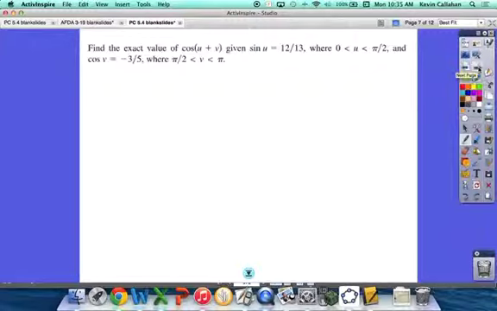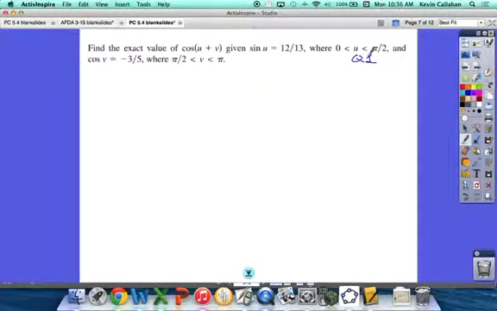These are kind of typical problems you get with these sum and differences, which is find the exact value of cosine u plus v given that the sine of u is 12 over 13 and u, the angle, is in between 0 and pi over 2. Okay, which quadrant are you in if the angle is between 0 and pi over 2? That's first quadrant. That's what they're trying to tell you.